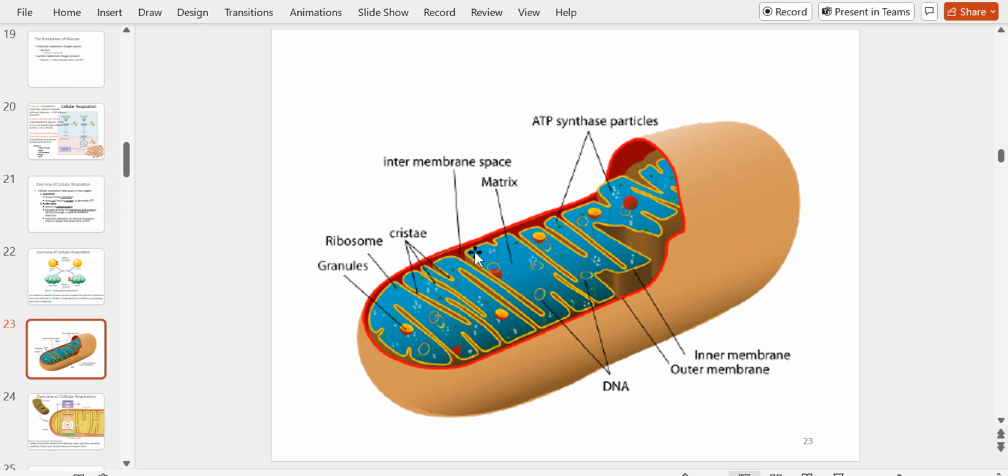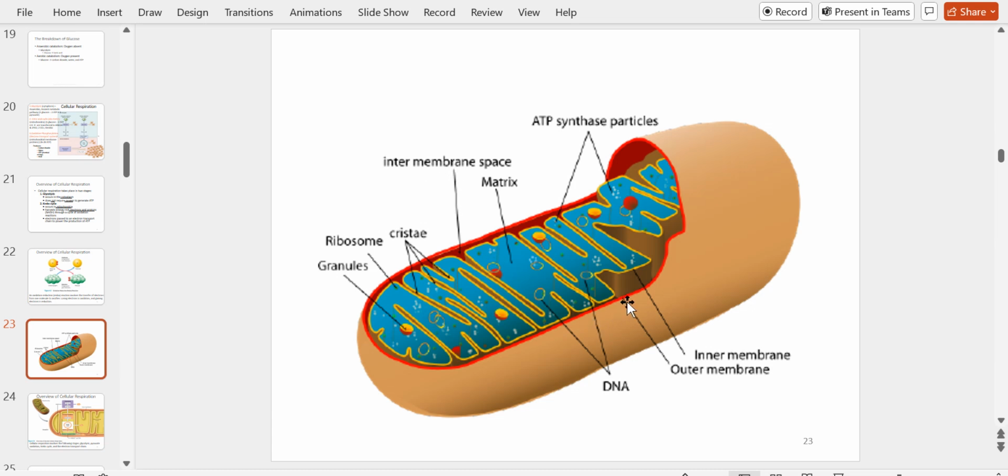And you'll see there that these folds, these are what we call the cristae. And that inner membrane, you'll see it here, and it follows along here. There's your inner membrane. Then there's the outer membrane, which is here. And then you'll see there that there's a space in between the outer and inner membrane. This is called the intermembrane space, okay?